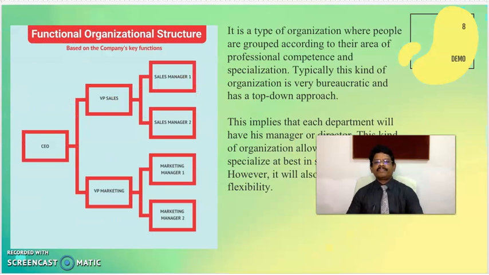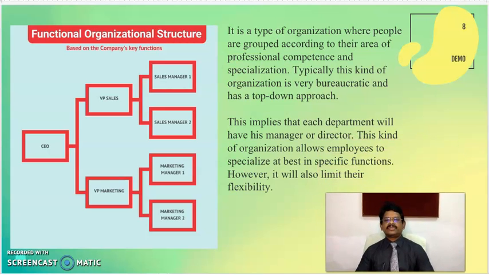If you see the functional organization structure, basically you can see different functions. They divide the activities based on functions, like HR, marketing, finance, technical, non-technical, sales. So you'll find all these functional activities. If an organization starts with a CEO, you'll find a vice president sales and a vice president marketing.